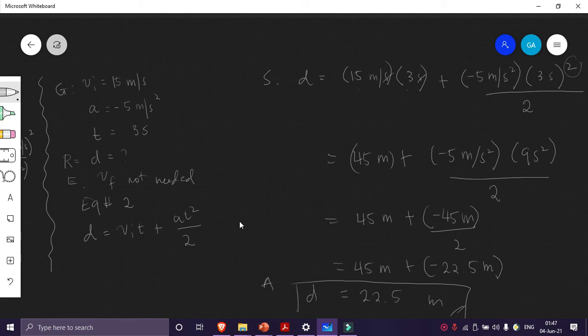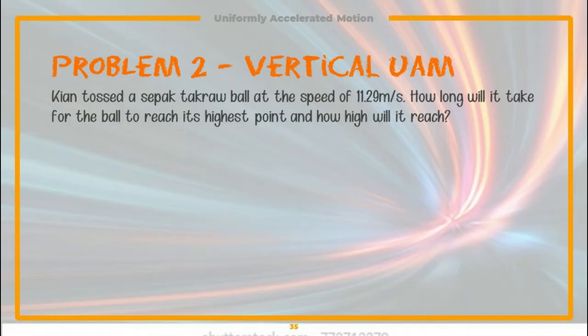And this problem is also patterned on the next problem that we are going to discuss. Kaya lang, this uniformly accelerated motion takes place in a vertical dimension. So for the next problem, we have Kian tossed a sepak takraw ball at a speed of 11.29 meters per second. How long will it take for the ball to reach its highest point and how high will it reach?